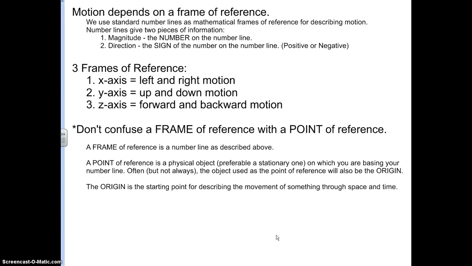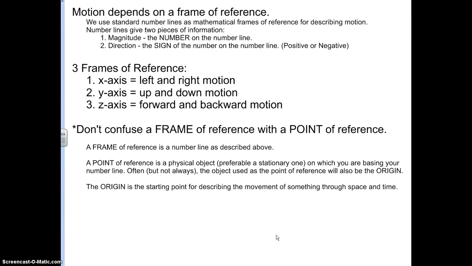So one of the directions on the 3 frames of reference is going to be considered positive, and one of them is going to be considered negative. So in general, to the right is considered positive, to the left is considered negative. Up is considered positive, down is considered negative. Forward is considered positive, backward is considered negative. Sometimes those are in and out. So into the paper or into the board would be considered positive. Out of the paper or coming out of the board would be considered negative.